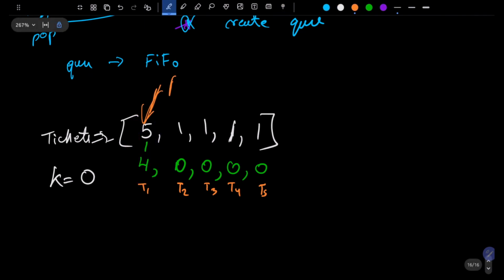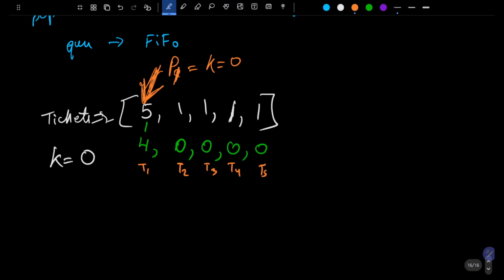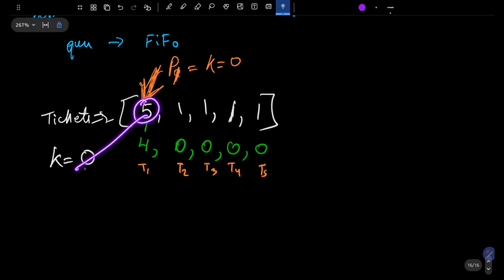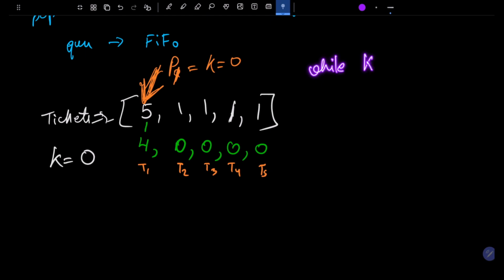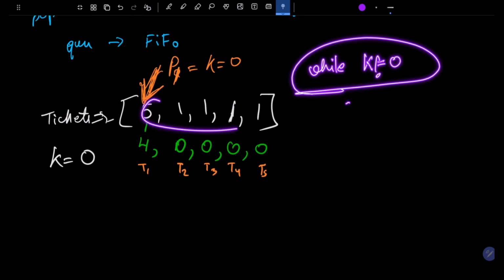We are given this is person 0, or you can say person 1, or k equals 0. We need to find when this person will buy all of their tickets. I'll say, okay, when the ask of this person becomes 0, I'll stop my loop. So I'll use a while loop where k is not equal to 0. This is my base loop. I'll say, okay, iterate over this array.